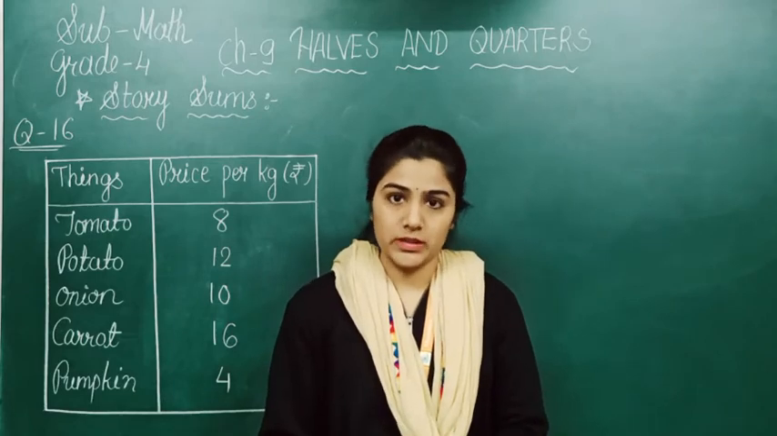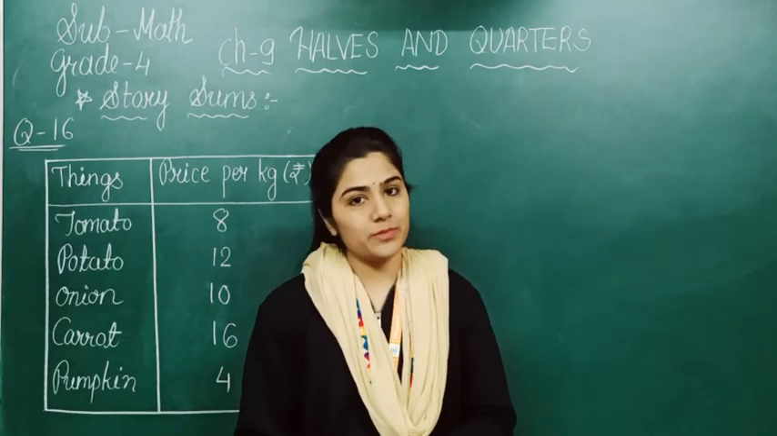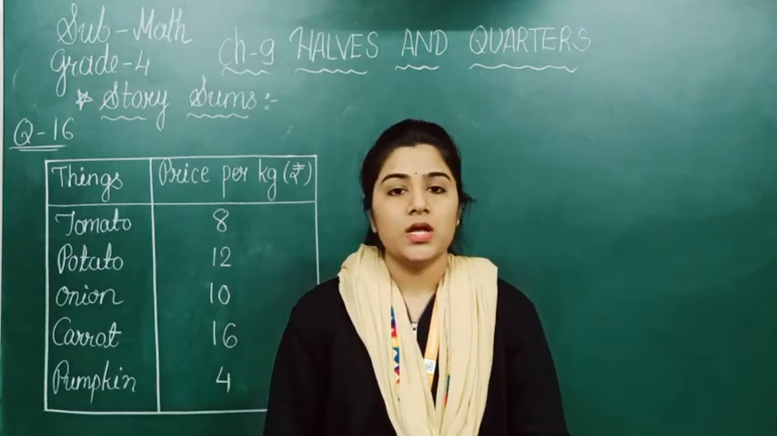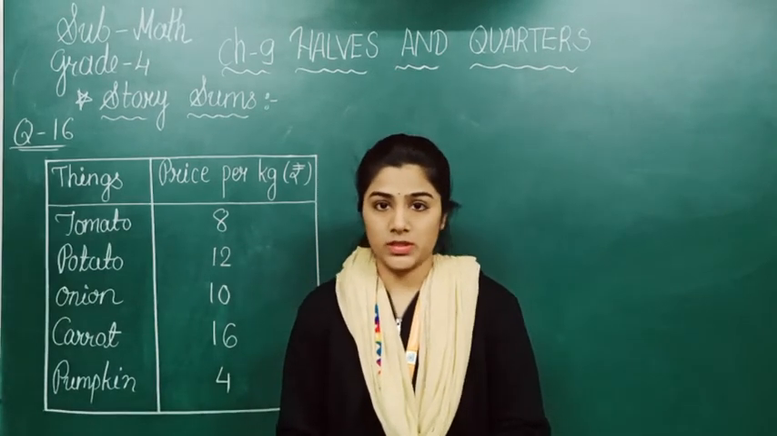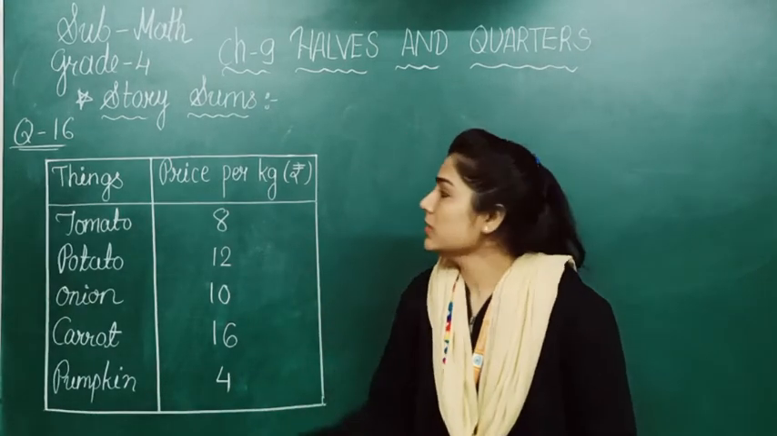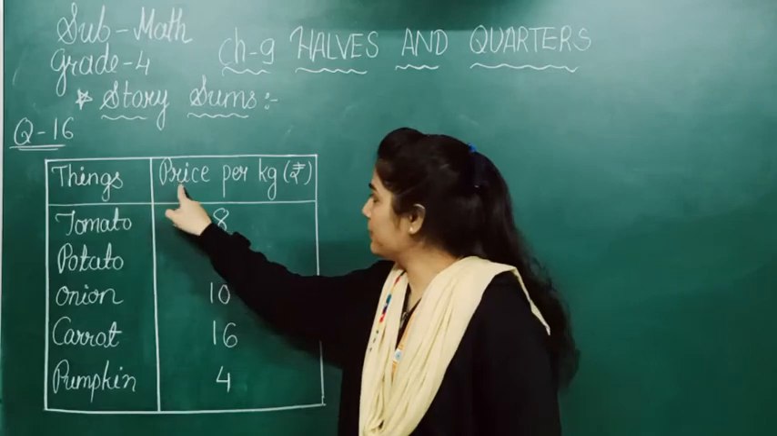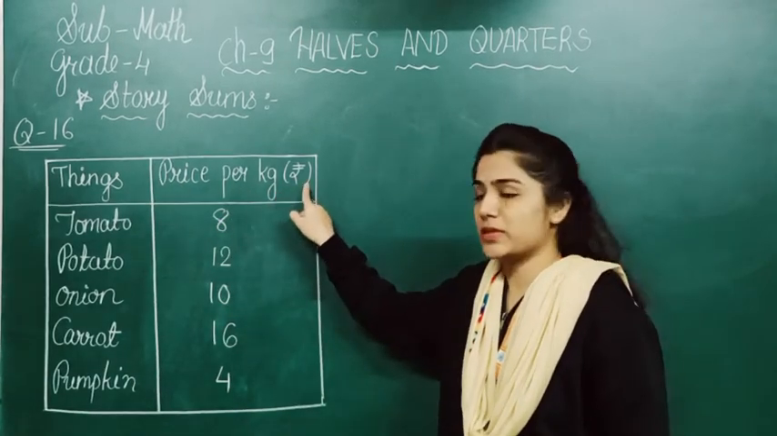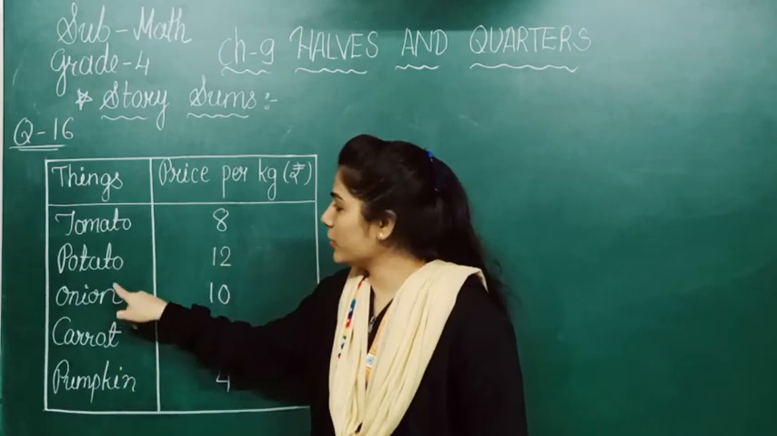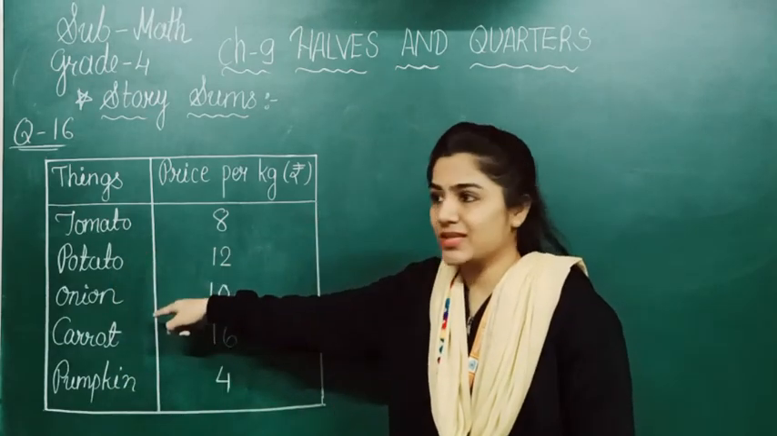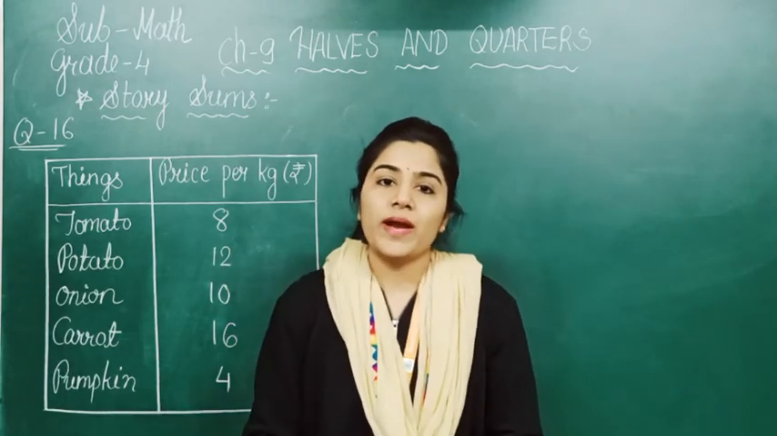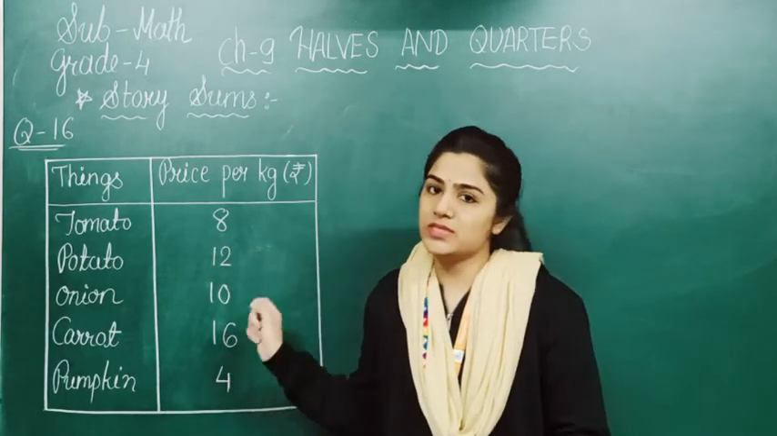Question number 50. Now I am going to start with the same topic, story sums. Next, question number 16. So what is given in this question? A table is given in which some information is given, like things and price per kg, in rupees. In things, I think you can observe tomato, potato, and as per these things the price per kg is given. So we have to find the story sums according to this table.